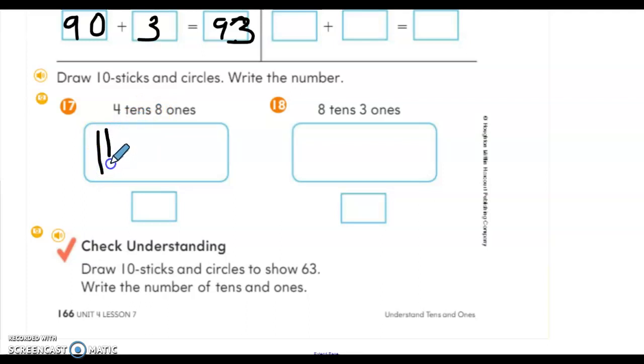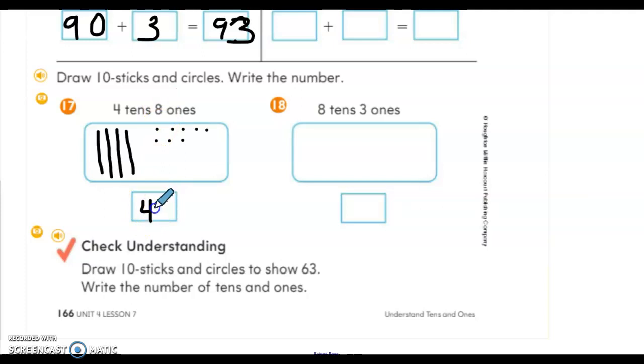10, 20, 30, 40, or 4 tens. We have 8 ones, so let's draw our 8 circles. 1, 2, 3, 4, 5, 6, 7, 8. What's that number? 4 tens and 8 ones. If you look at it, you can kind of see it. 48.